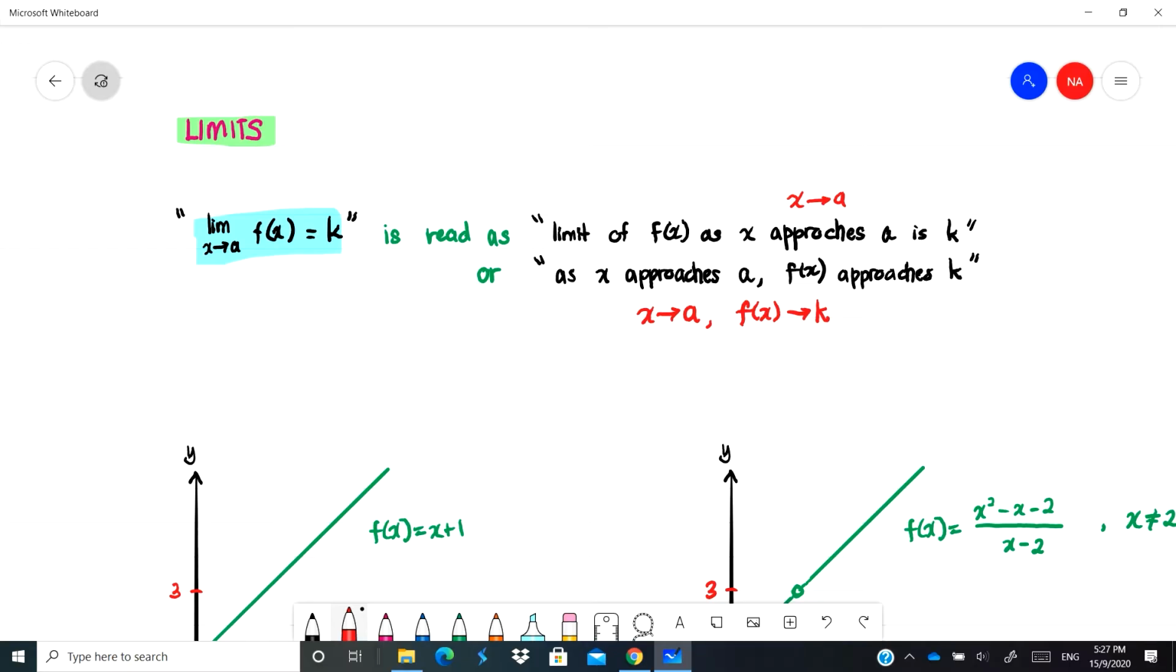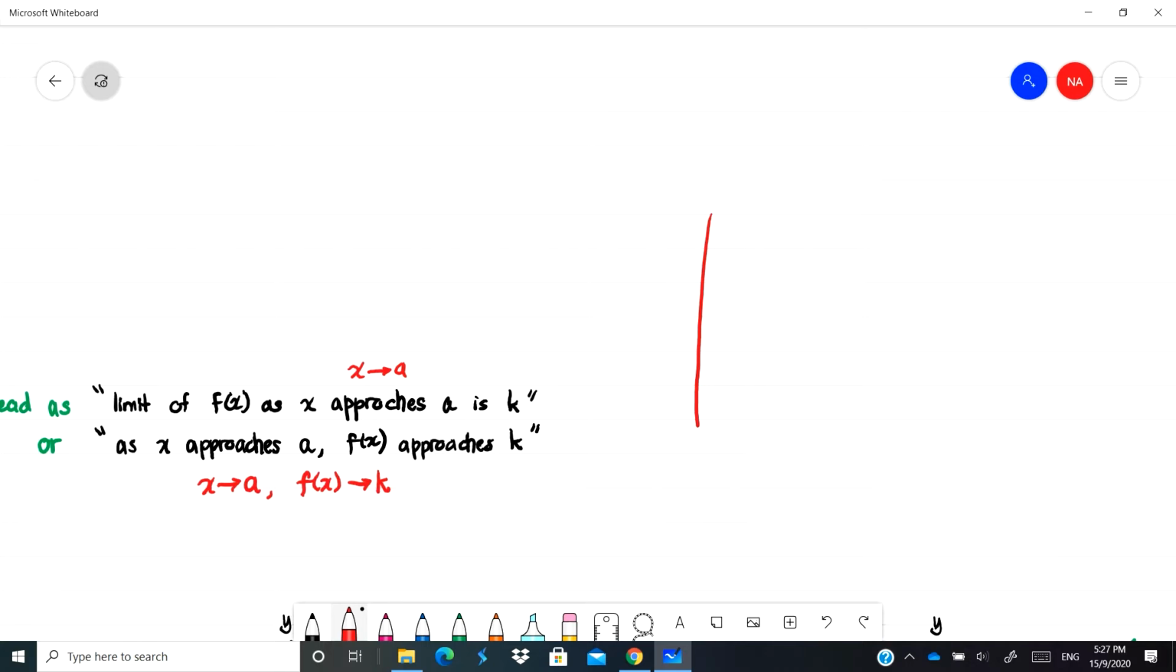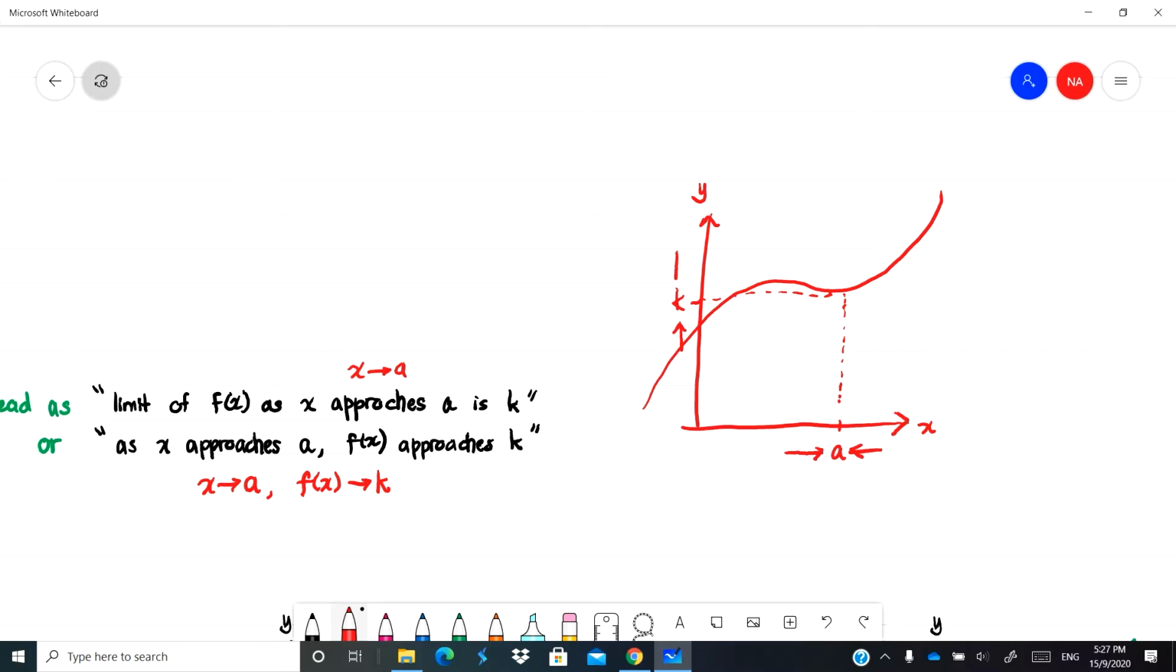Something like this on a graph. Let's say you have this kind of graph, with the x and y axes, and a function something like this. As x approaches a, the value of the graph is approaching this k value. So f(x) is approaching this value. Maybe you are not so clear about this. Never mind, I'll show you some examples.